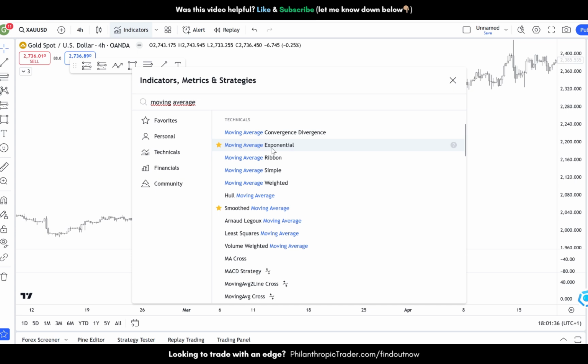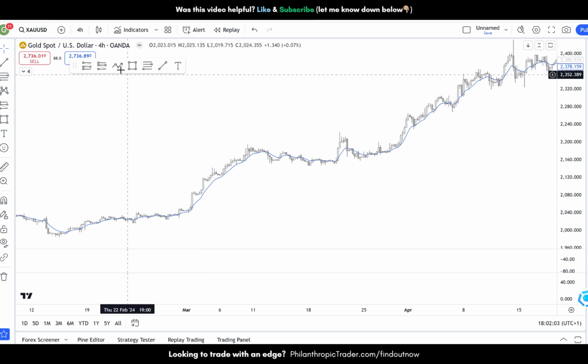But it doesn't always mean that if you enter the trade earlier, you will get better results, because we also have fake outs, for example. So it doesn't mean that if you enter the trade earlier, then you will make more money. But we have the exponential and the simple. Let's say I click on the exponential moving average.